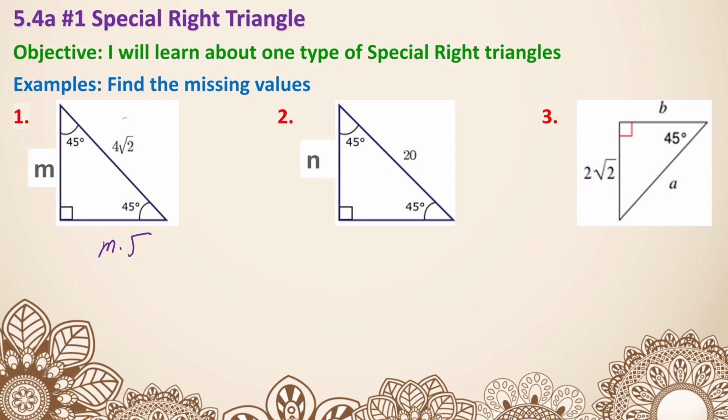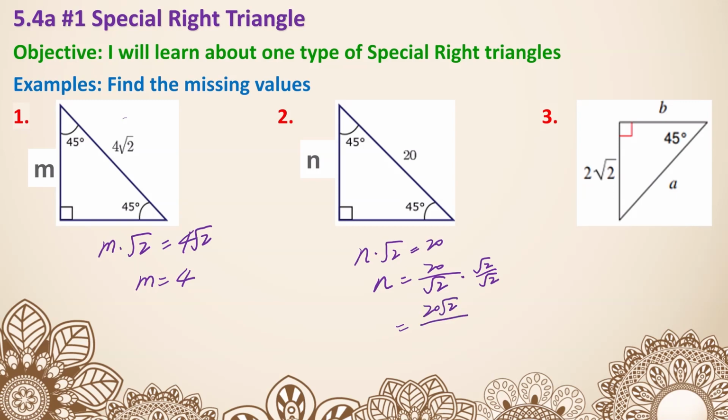So m times square root of 2 is 4 square root of 2. So m is 4. There you go. Next, n times square root of 2 is 20. So in order to find n, you get 20 over square root of 2. But don't forget to simplify that. So that is going to be 20 square root of 2 over square root of 2 times square root of 2, which is 2. So it's 10 square root of 2.